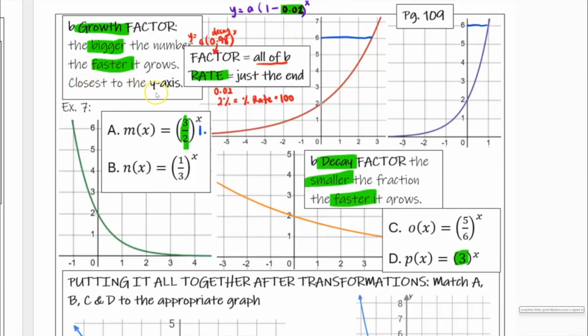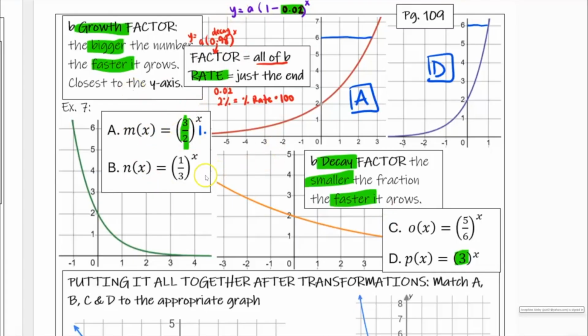Again, the closest to the y-axis is the faster that it's growing. So this one is at 1, whereas this one is at like 2 point whatever. So this one is closest to the y-axis, so that's the fastest. So this answer is going to be D, which makes this other answer have to be A. Again, you're doing this for your question and not for mine.